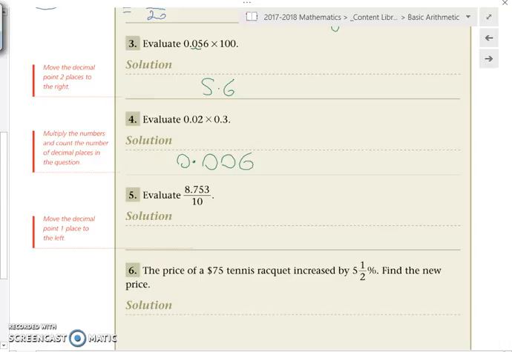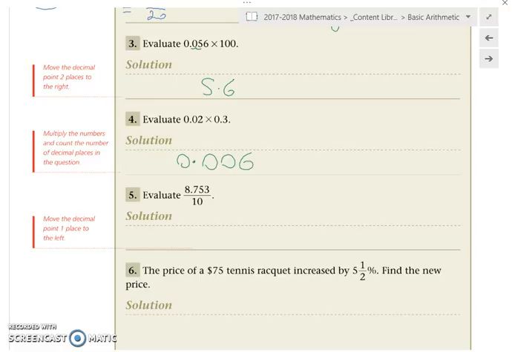Okay? Because you've got to remember, when you're timesing by a decimal, you're timesing by something that's less than 1. If you multiply by something that's less than 1, you make it smaller. Okay? It's a fraction of it. It's a part of it.